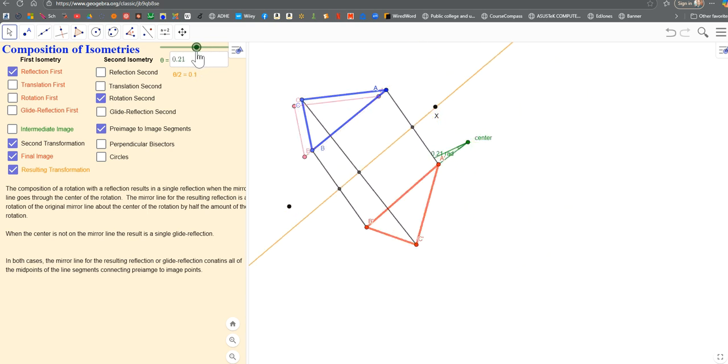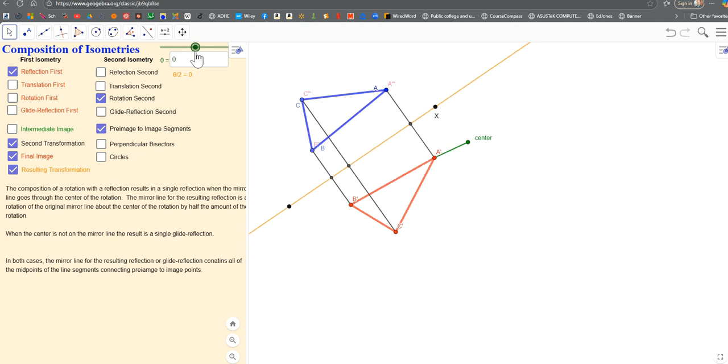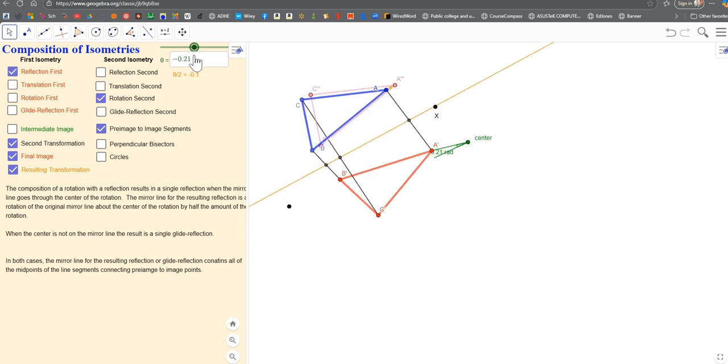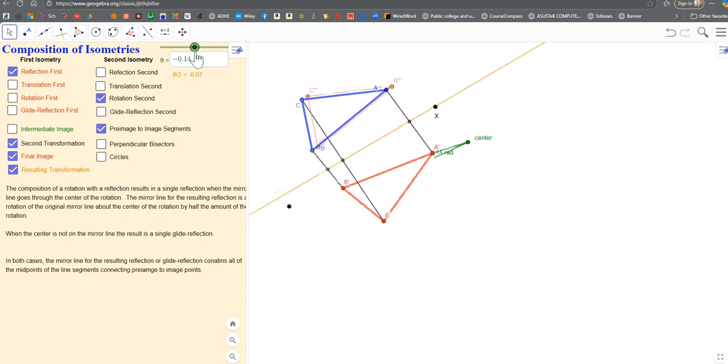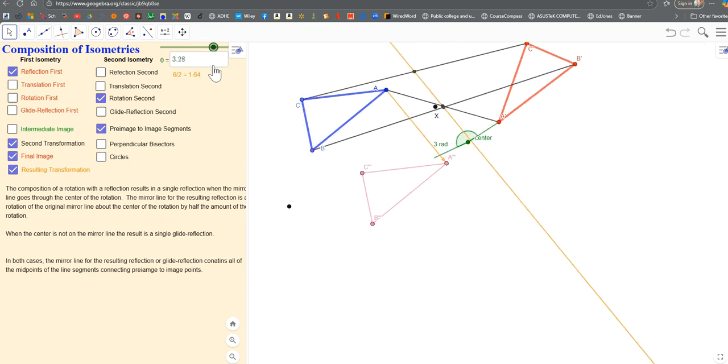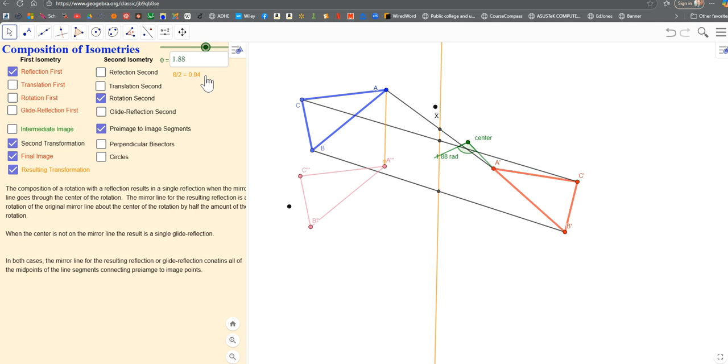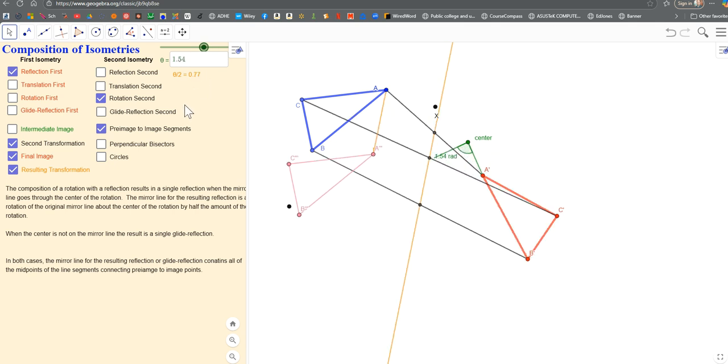Now it is possible for this to degenerate to just a reflection. That happens when the angle is 0. That means you didn't really rotate, right? So how can we see this? Well, again, we can see it by connecting these pre-image to images up. But how do these things compare?